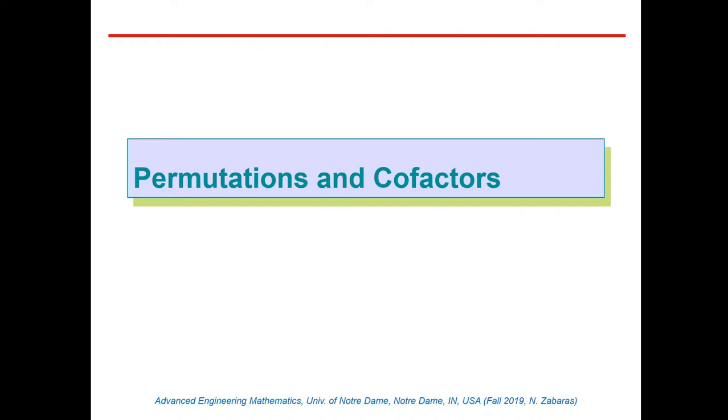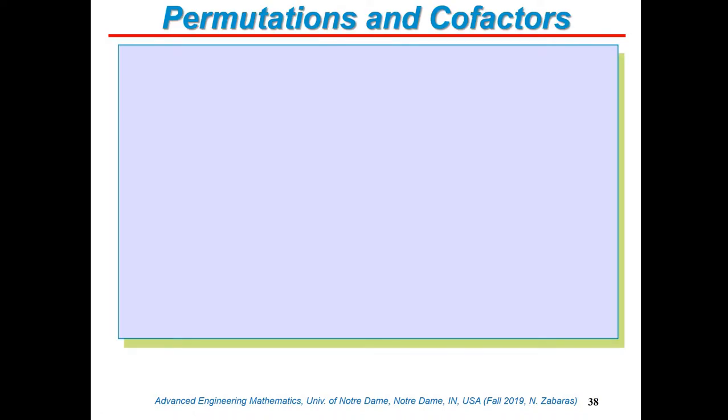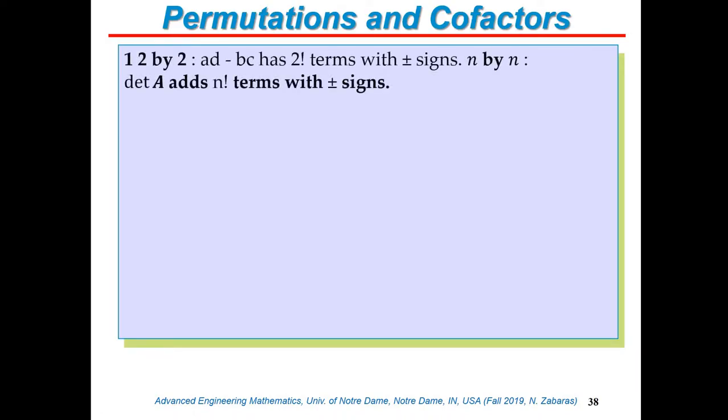So let me go back to reviewing some of the fundamental things we have seen for 2x2 and 3x3 determinants, and then we will try to generalize. All right, so we have seen that a determinant of a matrix that is 2x2 has two terms. Two terms, you can think 2 factorial, and these two terms come with plus and minus signs.